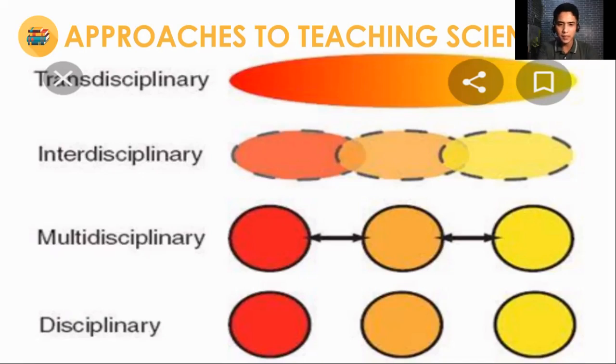Pagdating naman sa interdisciplinary, the difference is that it transfers knowledge as well as skills. So for example, they have learned knowledge and skill in physics, they can use it in chemistry. Then the knowledge and skills in chemistry, they can use it in learning biology. So that's interdisciplinary. There is an in-depth relationship because again, there is transfer of not just knowledge, but also skills.